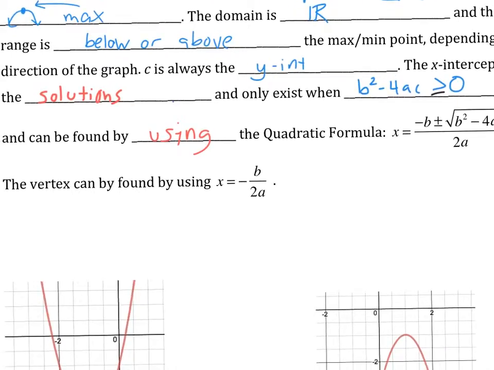And the last thing is the vertex can be found by using this right here. Notice that this is the quadratic formula, just without the discriminant. X equals negative b over 2a.